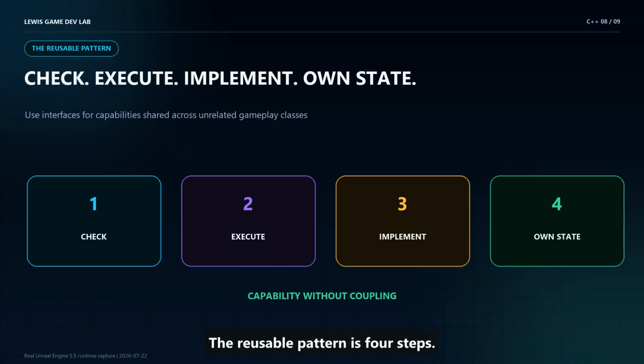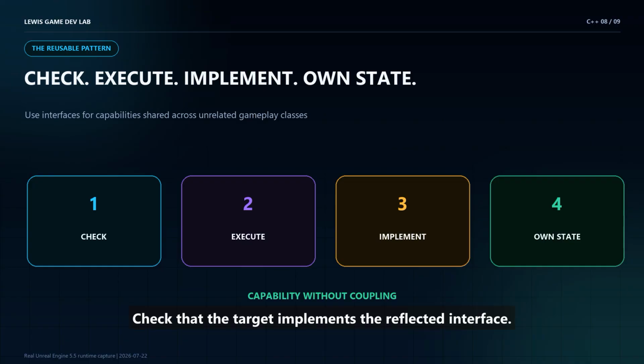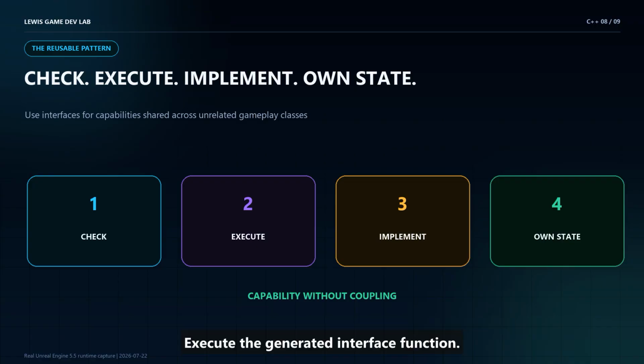The reusable pattern is 4 steps. Check that the target implements the reflected interface. Execute the generated interface function. Let each class implement the response. Keep state and presentation inside the implementer.